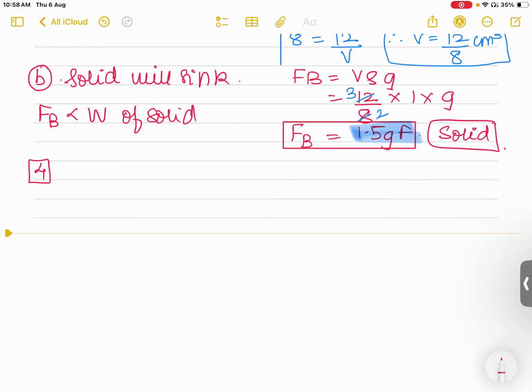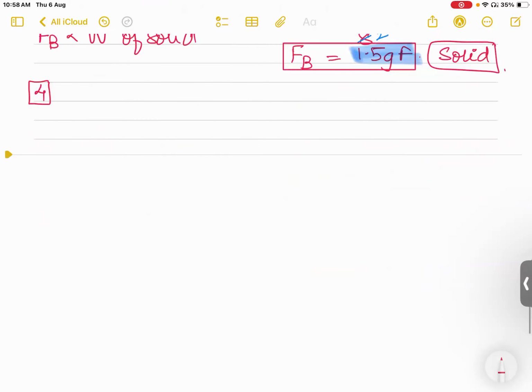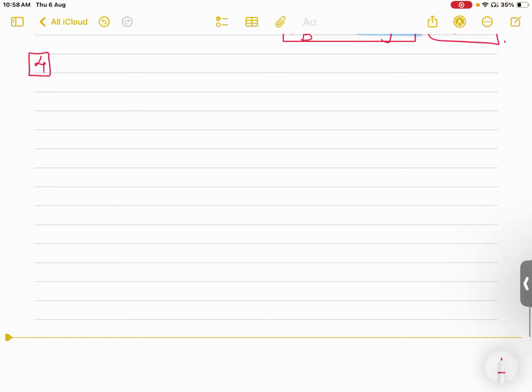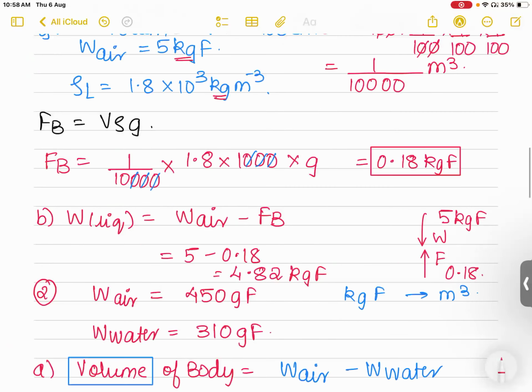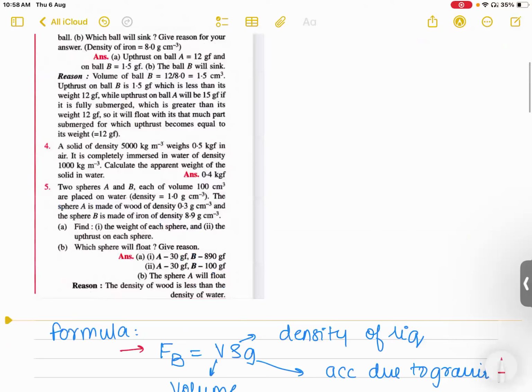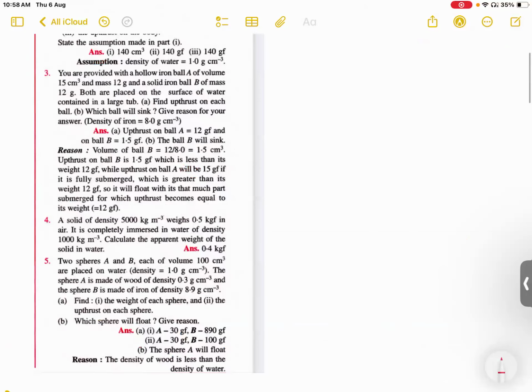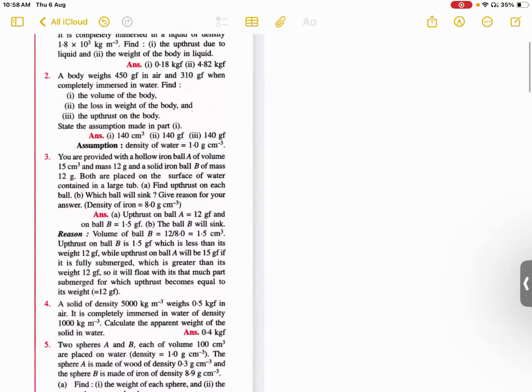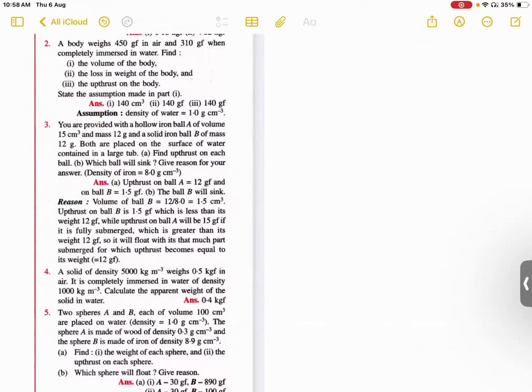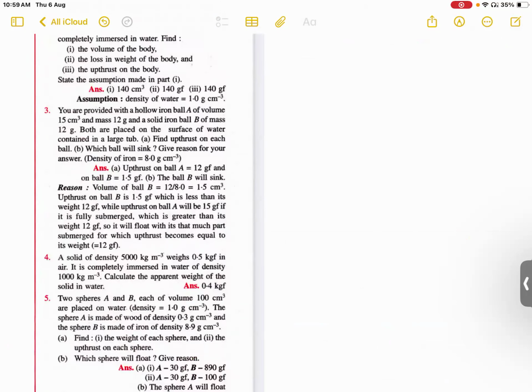Question number 4. Again, let's read it out and figure out how to solve this question. Question 4, I want you also to help me out. So, the fourth one is a solid whose density is given. It weighs 0.5 kgf in air. It is completely immersed in water of density 1000. Calculate the apparent weight. Apparent weight means weight in water.